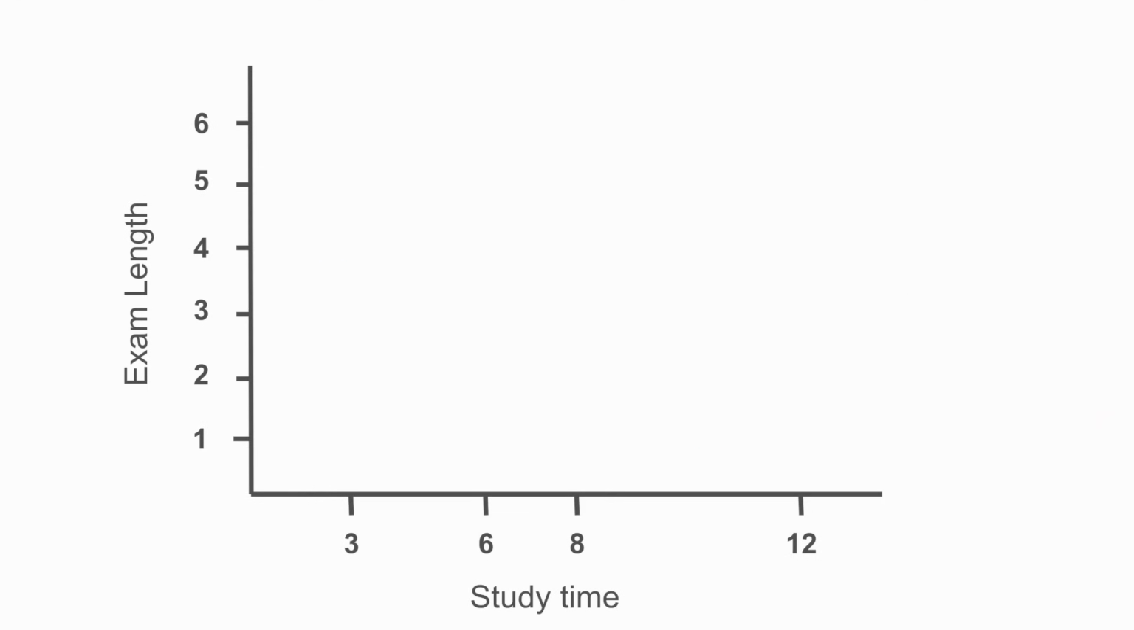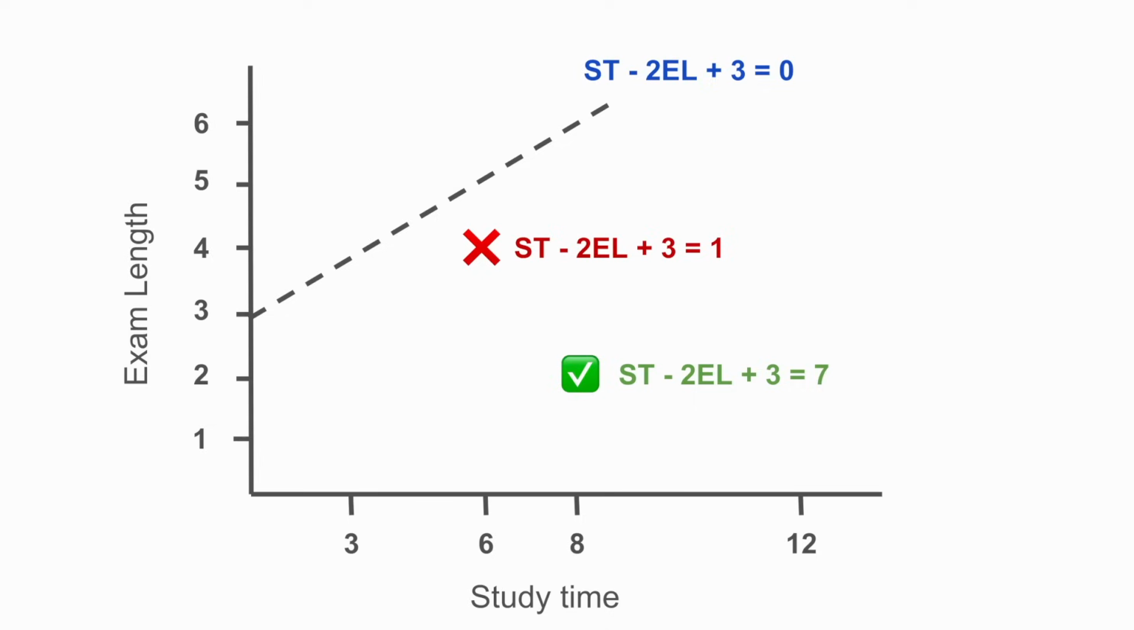Let's go through a quick example where there are only two students. One studied 8 hours for a 2-hour exam and passed, the other studied 6 hours for a 4-hour exam and failed. Let's say we guess that the threshold is study time minus 2 times exam length plus 3 equals 0. What is the likelihood of the data given the threshold? We first plug the points into the equation of the threshold, then convert these results into probabilities of passing the exam using the sigmoid function.